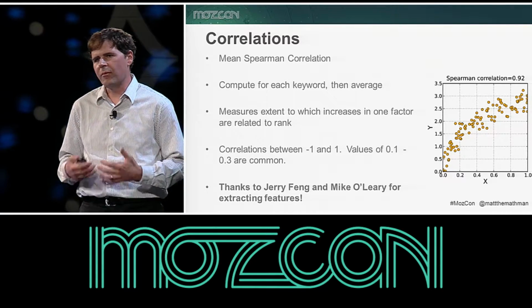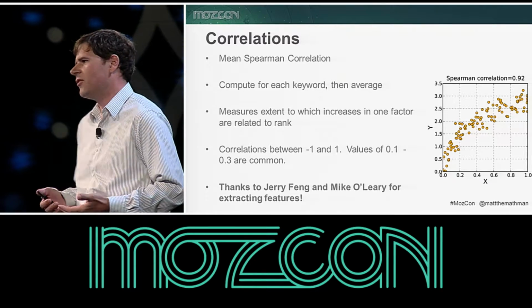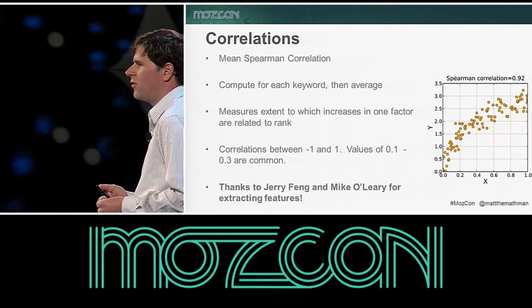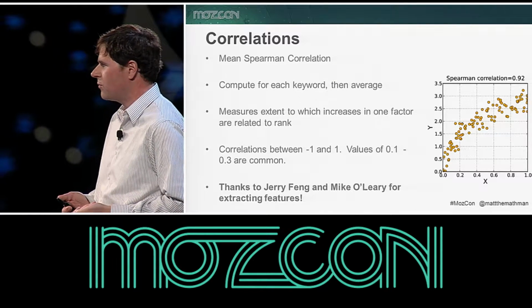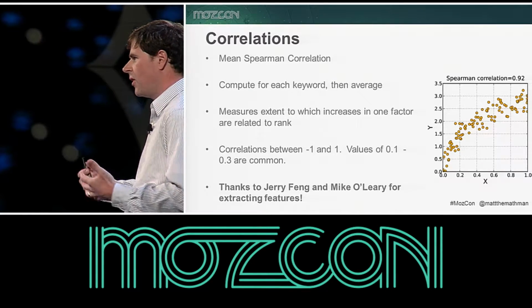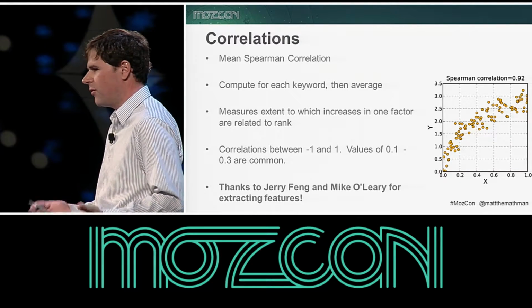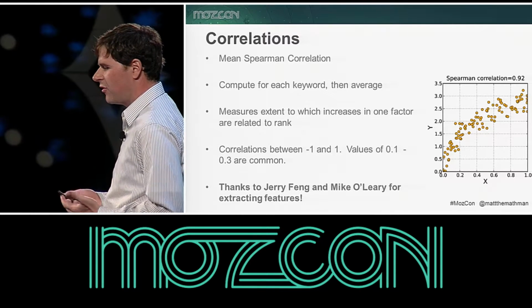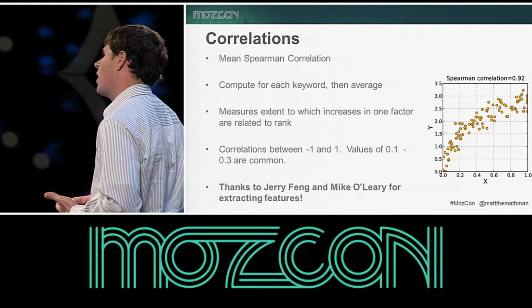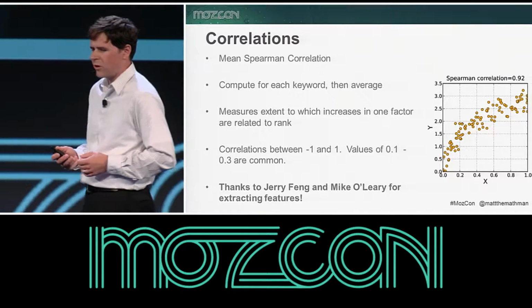Because we know search algorithms are very complicated, we don't actually get correlation values that are even close to 1, because if we did, that would mean that whatever single factor we were measuring the correlation for would describe the search algorithm perfectly. And we know that's not the case because it's very complicated. They have hundreds of different factors. Instead, what we see is values of between 0.1 and 0.3 are common. Our highest factors that we'll see are somewhere around 0.3 or above.